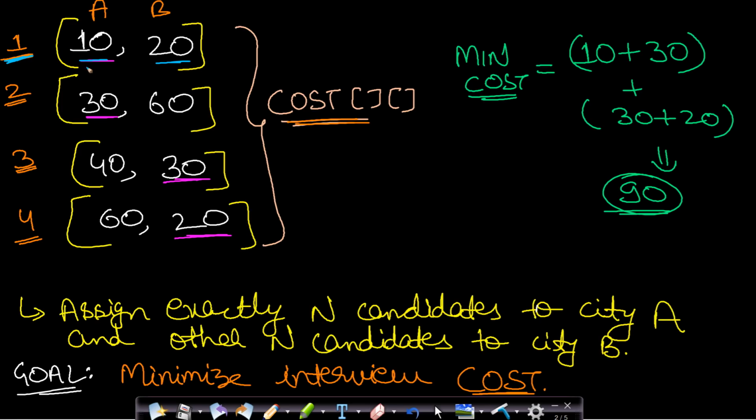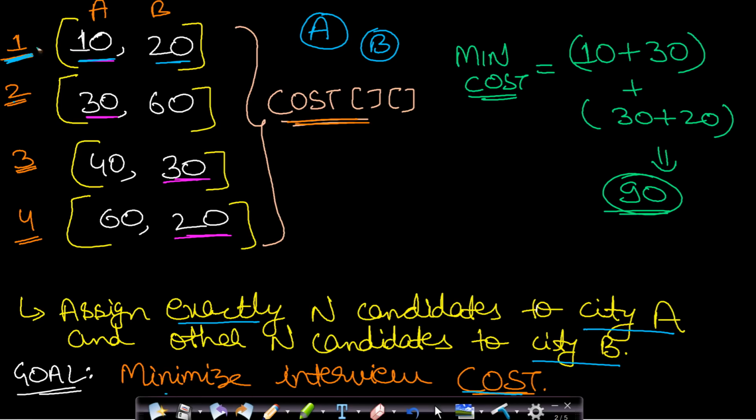So now we want to find a configuration which will allow us to send n by 2 people to city A and n by 2 people to city B such that we incur minimum cost. So we want to assign exactly n candidates to city A and the other n candidates to city B, and our goal is to minimize the interview cost.